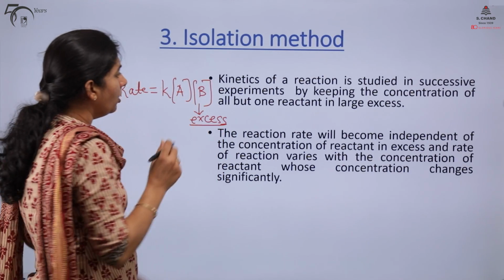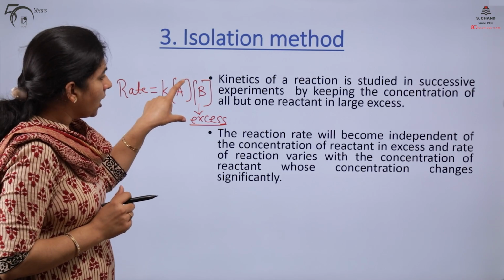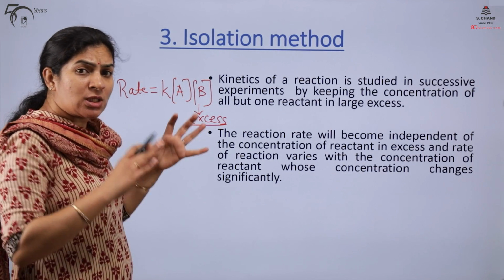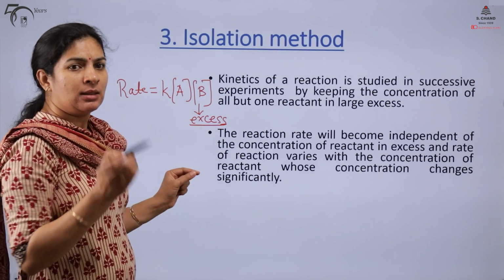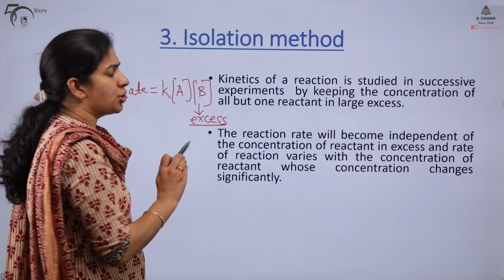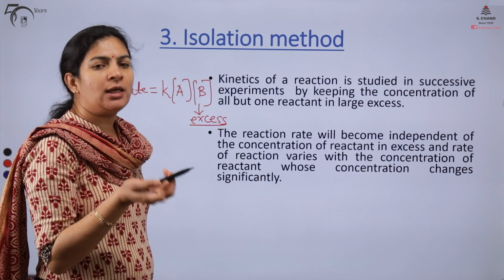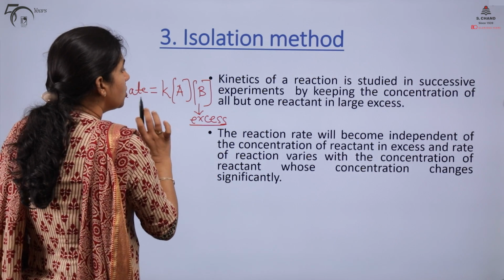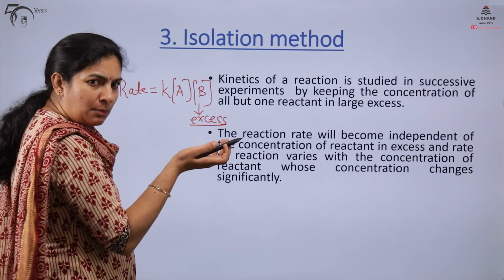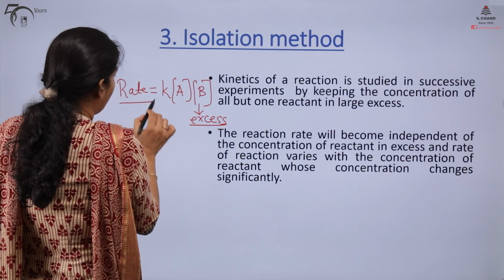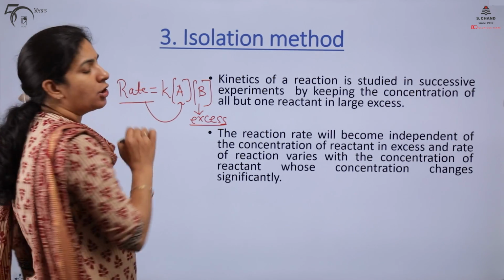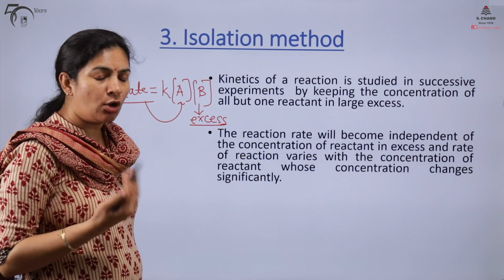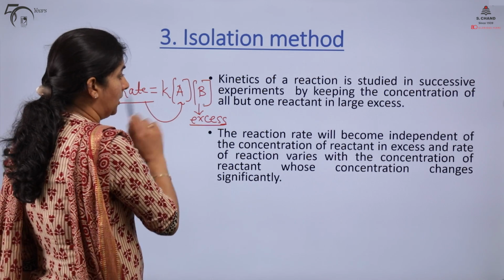So what will I do? I will take reactant B in such a large excess that its concentration will not affect the rate of the reaction, right. So practically what will happen is that my rate will only depend upon the concentration of A. It will not depend upon the concentration of B.